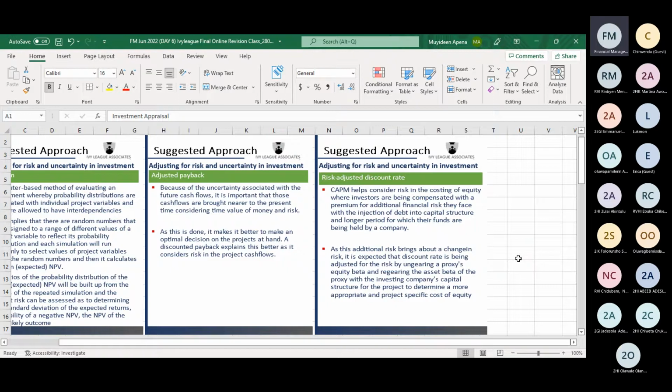So using the CAPM formula, when there is a change in risk of a company, either from the business or from the financial side, there is need to have a risk-adjusted discount rate. And it will run through the process of ungearing and regearing to arrive at the project-specific cost of capital. So that's what the risk-adjusted discount rate is talking about. And if you have gone through that, it means you have incorporated or adjusted for risk in investment.